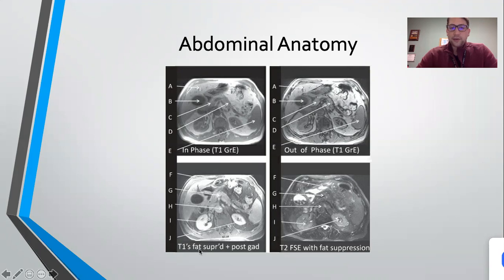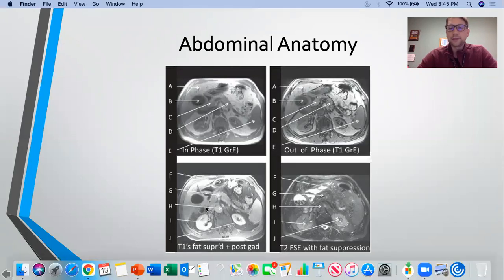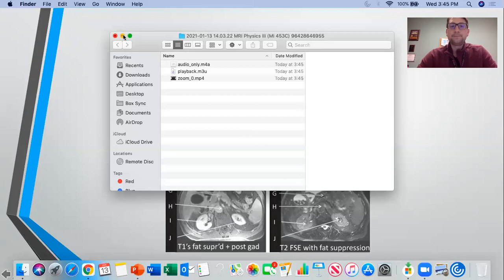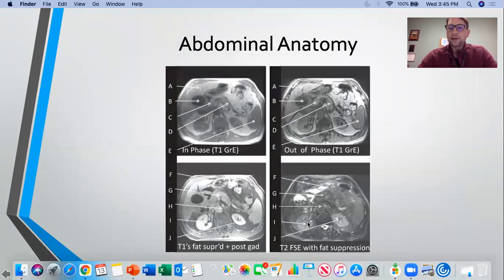And then here we have a T1 fat sat post gadolinium. So you can see the gadolinium in the kidneys. You start to see it light up the spleen and the liver. And then here you have a T2 because the fluid is bright and with fat sat.